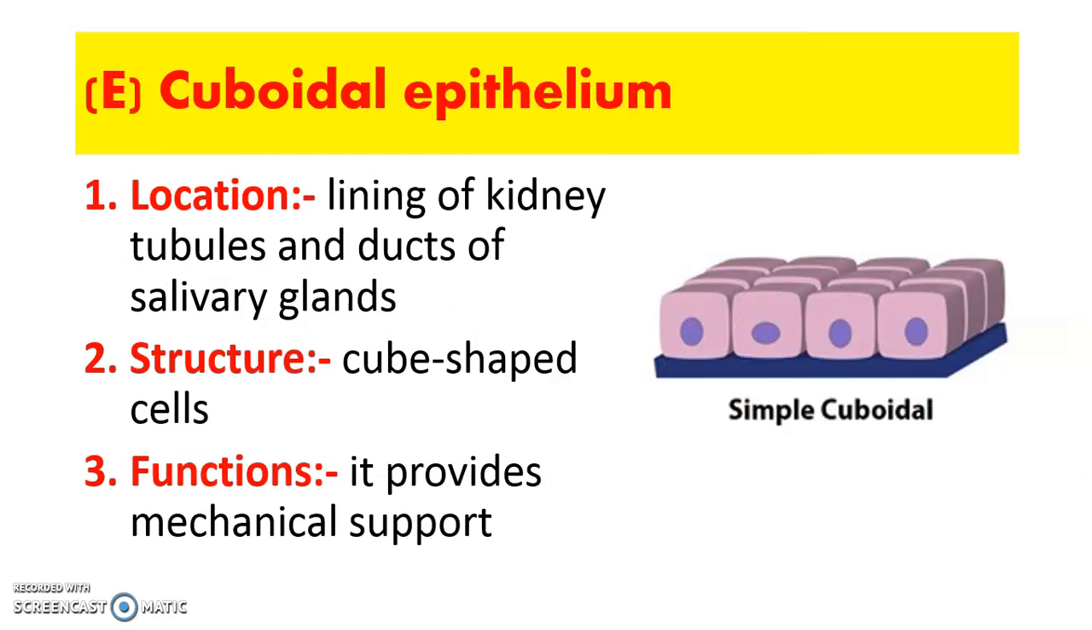Let's see cuboidal epithelium. These are located in the kidneys, in the lining of the kidneys, tubules and ducts of salivary glands. Structure, these are cube-shaped, made up of cube-shaped cells. Their main function is to provide mechanical support.